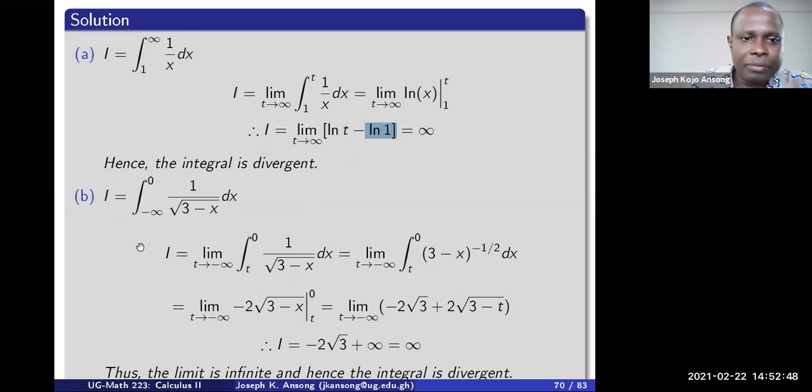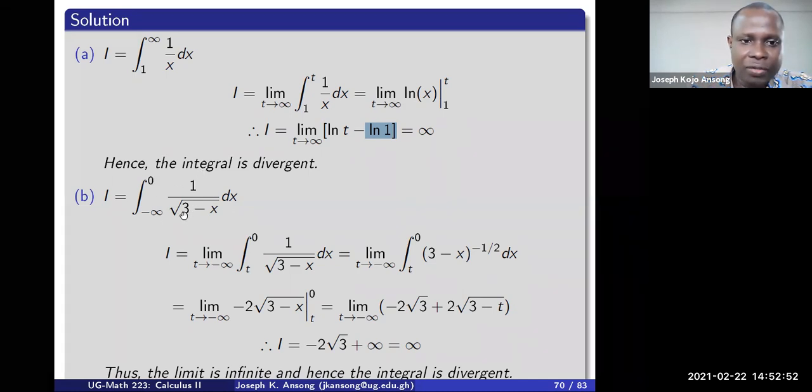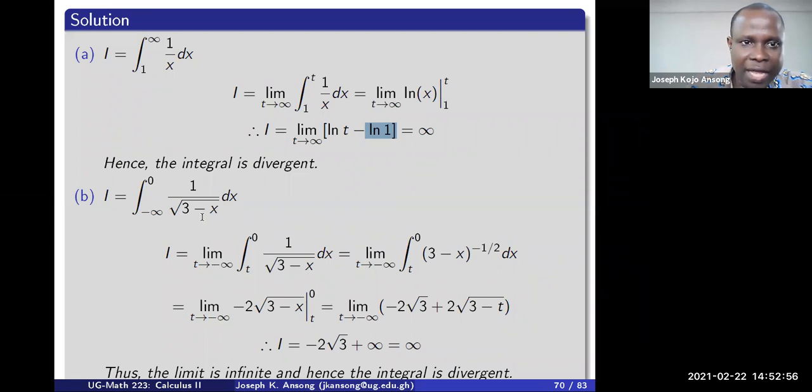Okay. B, we want to integrate from negative infinity to 0 of 1 over the square root of 3 minus x. What you should note is that this integrand, the function 1 over root 3 minus x, is continuous within this interval. So that is important to take note of. It's the same thing with A as well.